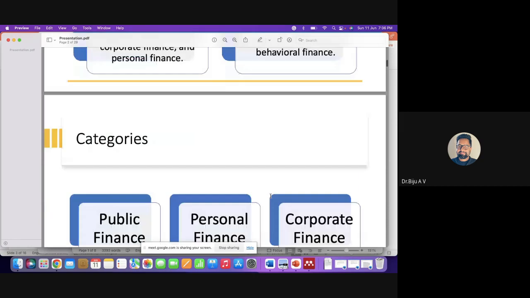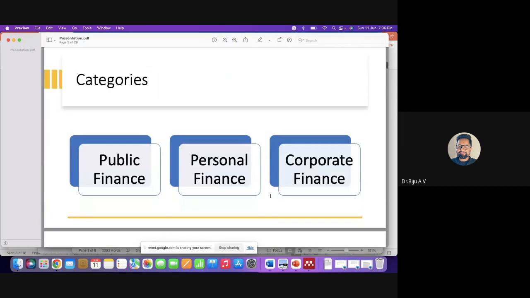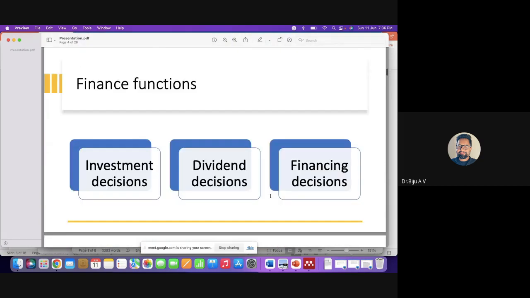Okay, then finance functions. My slide is visible, right? Yes, sir, visible. Okay. So finance functions consist of investment decisions, dividend decisions, and financing decisions. So these are the three finance functions.